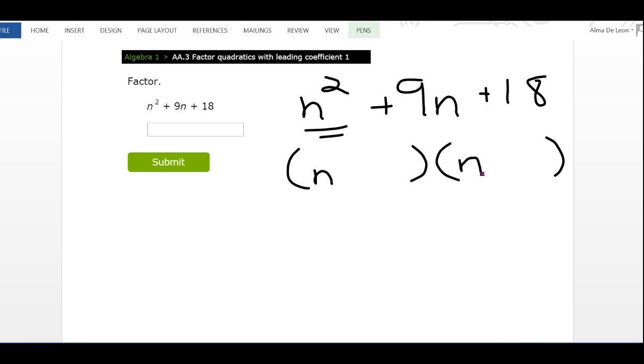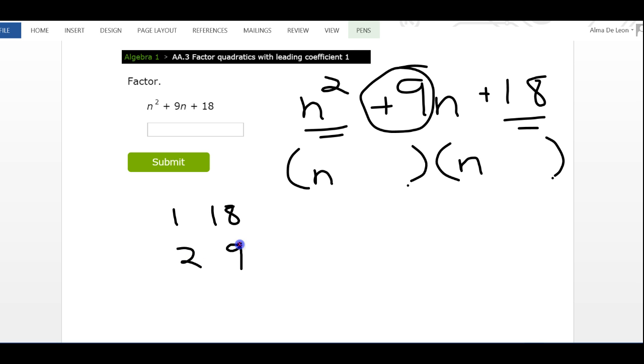Now to figure out what goes at the end of my parentheses, I look at the end of my trinomial. What times what gives me 18, but adds up to give me 9? Alright, so let's try different combinations. 1 times 18 is 18. 1 plus 18 is 19, and 1 minus 18 is 17. So that's not good. We need 9.